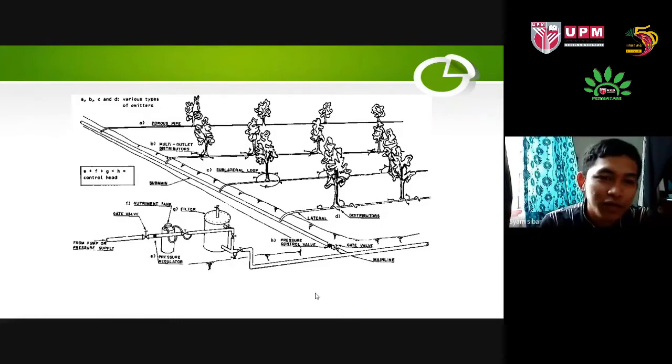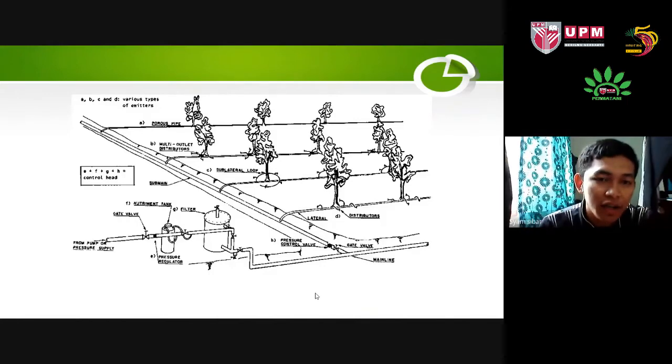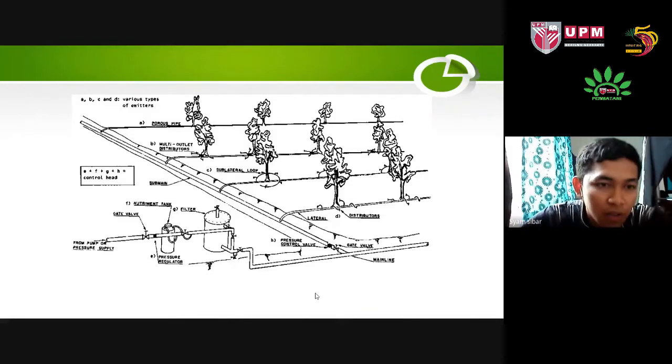Next is the control head. The head consists of many small components and other components that support it. For example, we have a nutrient tank, pressure regulator, valve, main filter, and many other components. Every component plays an important role in the control head.